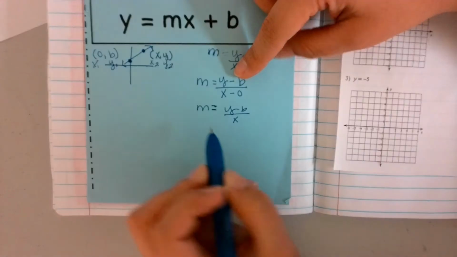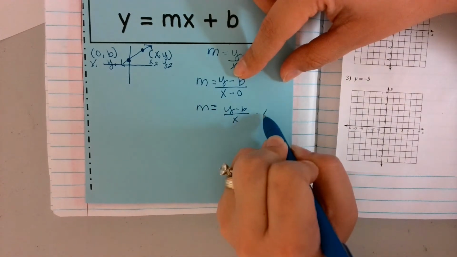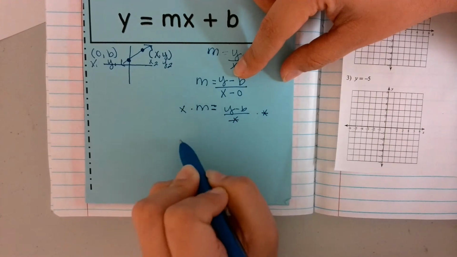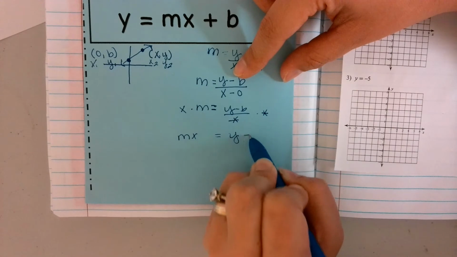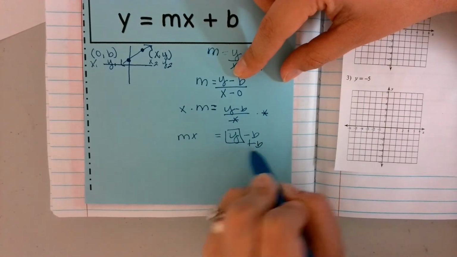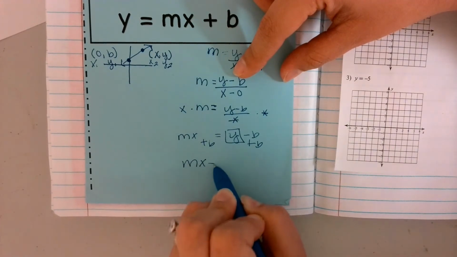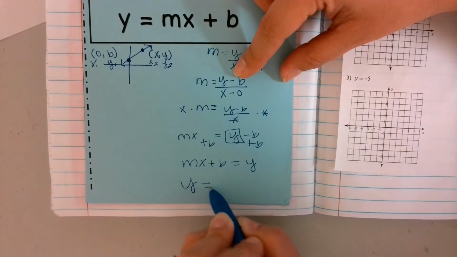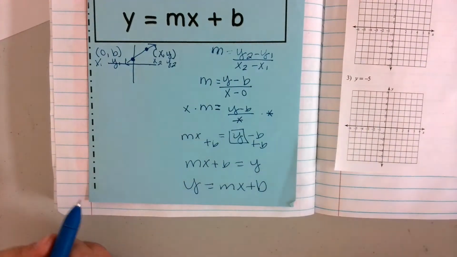We're going to figure out how to get y by itself. So I'm going to multiply both sides by x to cancel out the x. I'm going to rewrite this as mx equals y minus b. And then I want to solve for y, I want y by itself, so I need to add b to both sides. So then I have mx plus b equals y. And then I'm going to rearrange this to say y equals mx plus b. That's where the slope-intercept formula comes from.